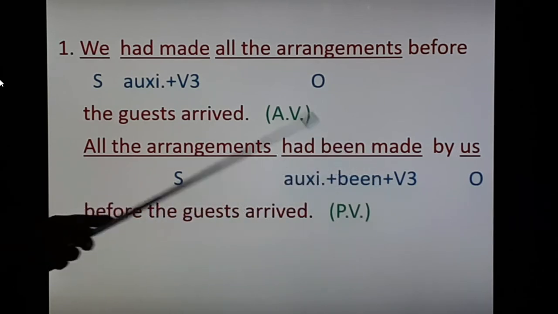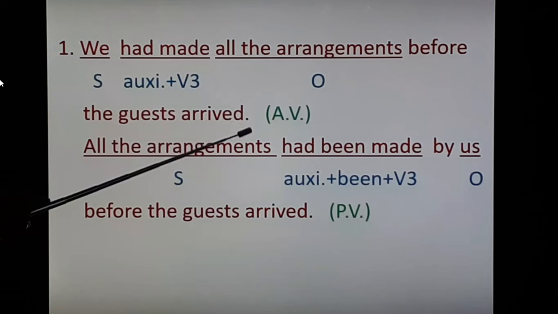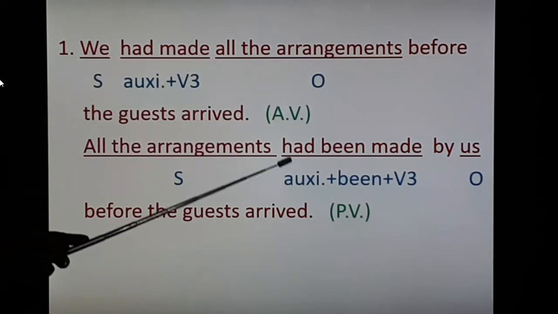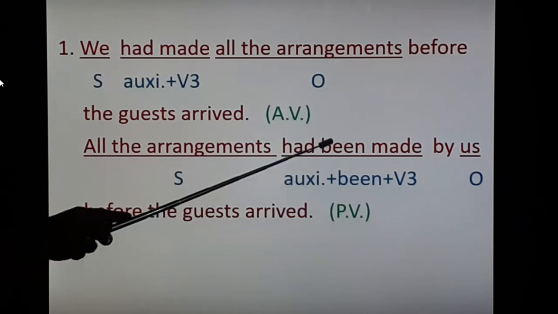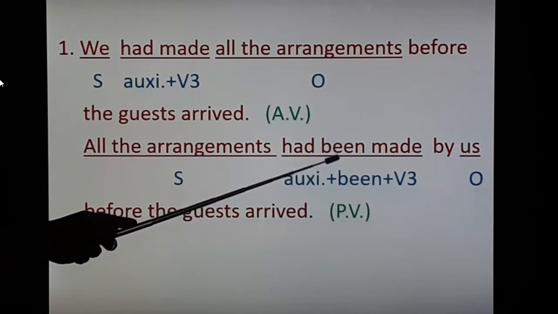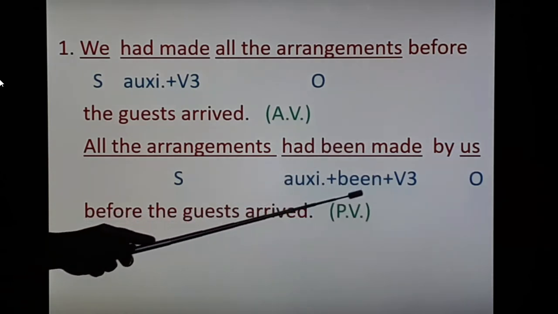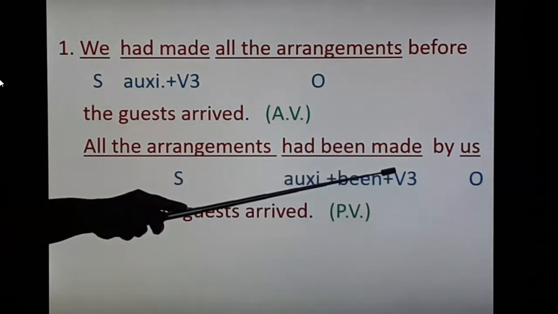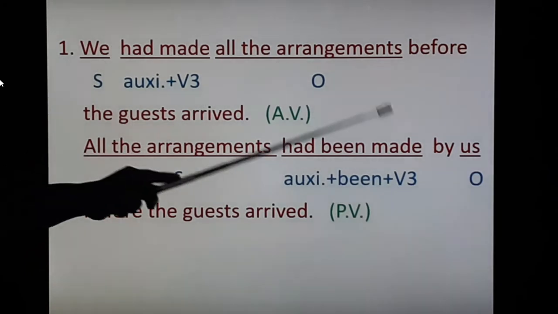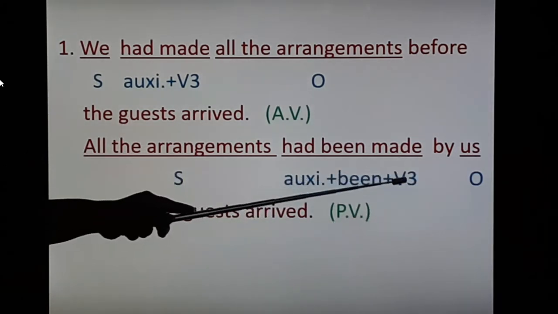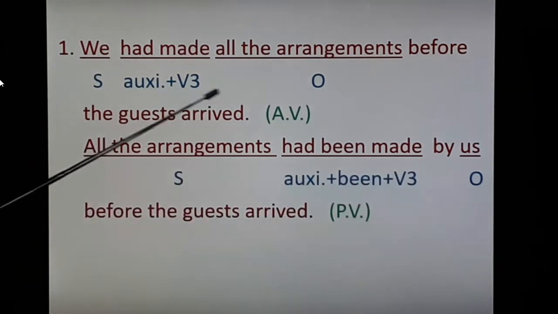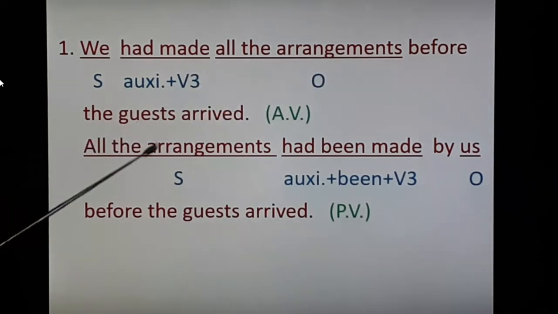So here V3 form only will come. In active voice also we are doing past perfect, that's why had V3. So the same V3 form will come, but you have to add been in between auxiliary and V3. After that you have to put by, and then we becomes us in passive. So that is an object. Then the rest of the sentence after before will be the same: before the guests arrived. So this is passive construction.